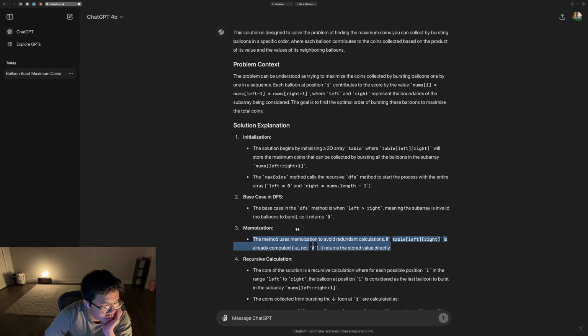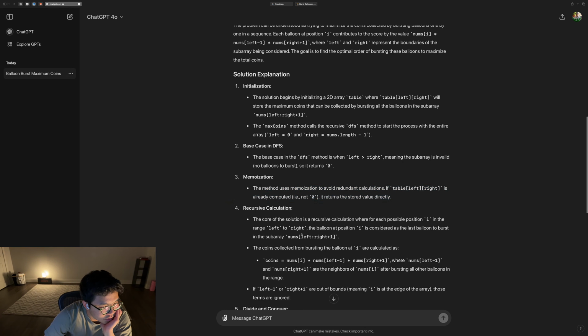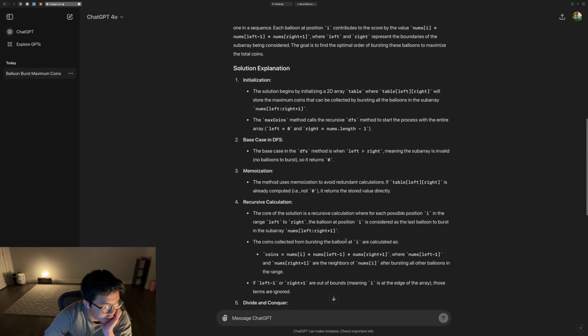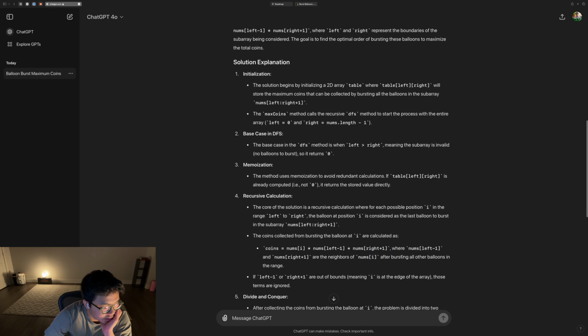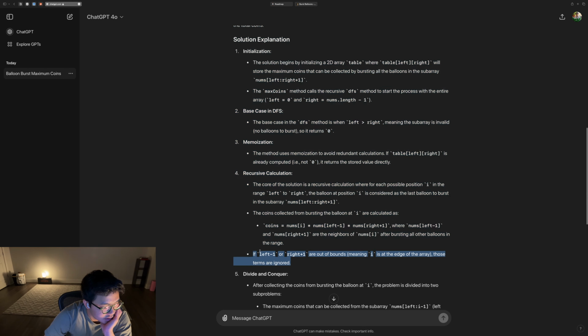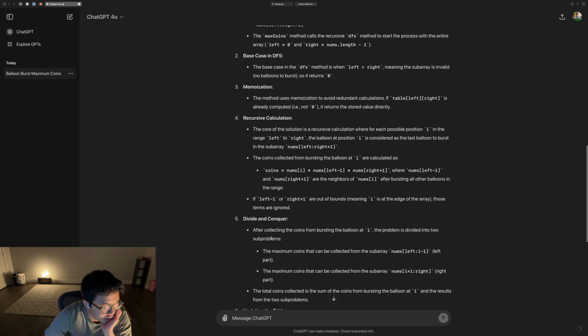The method uses memoization to avoid redundant calculations. The solution is a recursive calculation over each possible position i in the range left to right. The balloon at position i is considered the last balloon to burst in the subarray. The coins collected from bursting that balloon i are calculated as nums times its neighbors. Yeah, that makes sense. And if the neighbors are out of bounds, those terms are ignored.